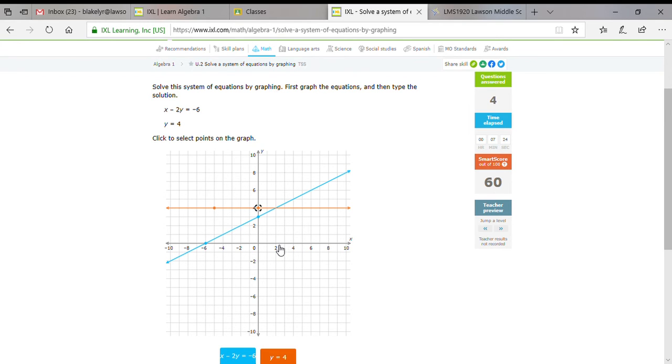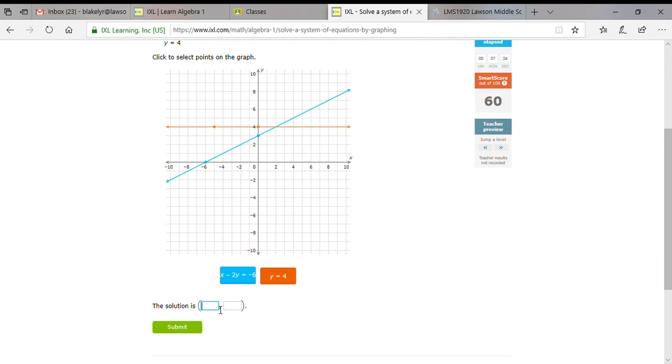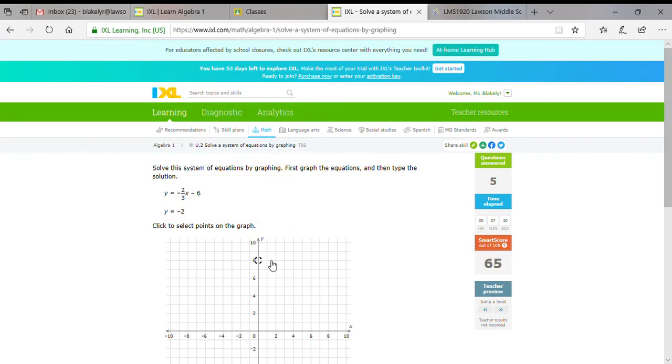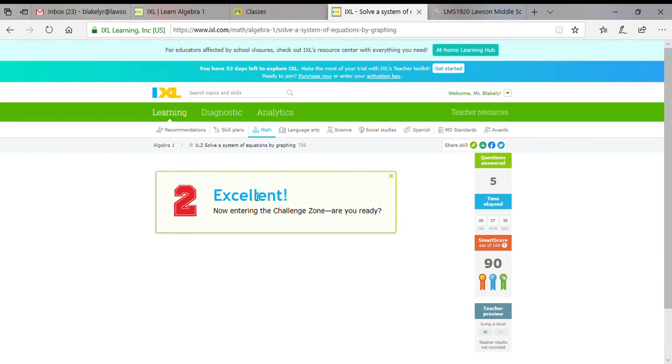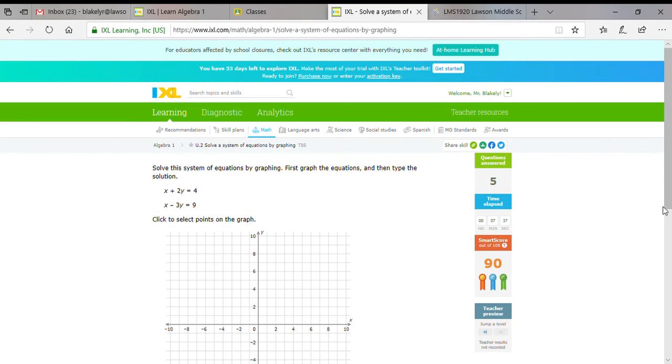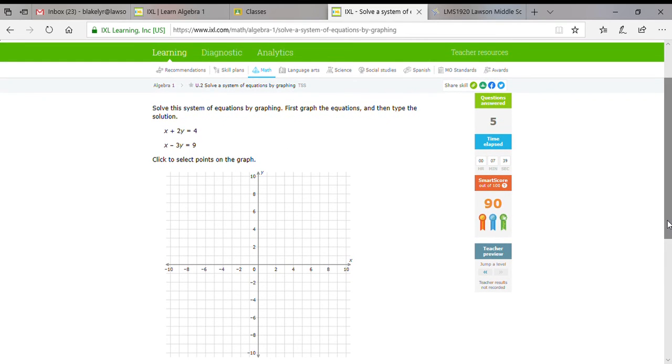So our point of intersection would be 2, 4. And again, I should be excellent. Progress a little more. So now challenge zone. We'll see what happens. I already got to jump up to 90. It's a cool hack I've got. You don't get that.